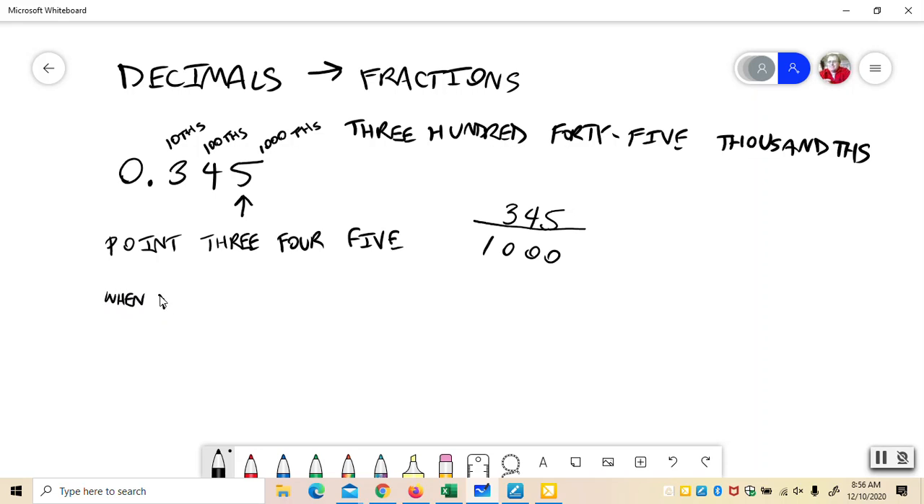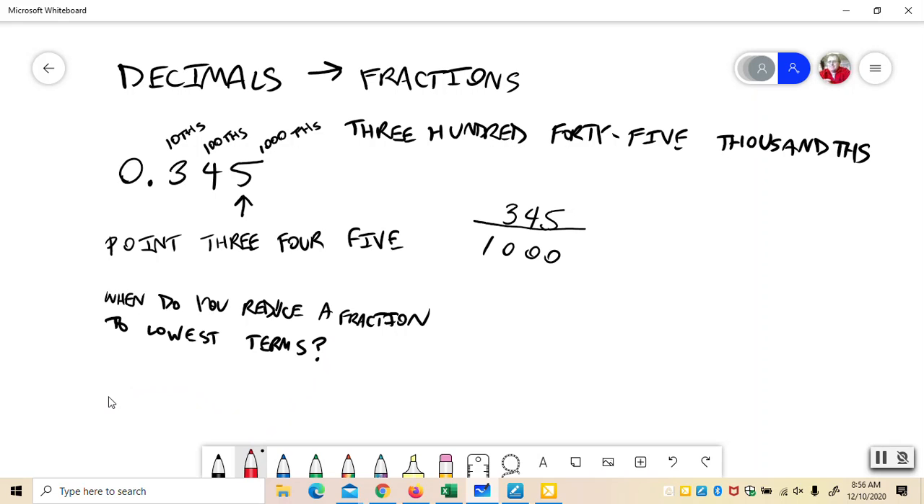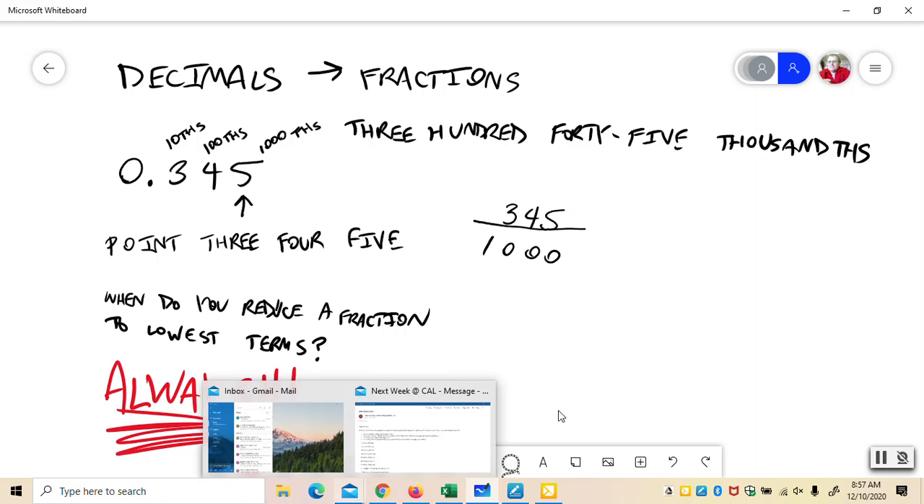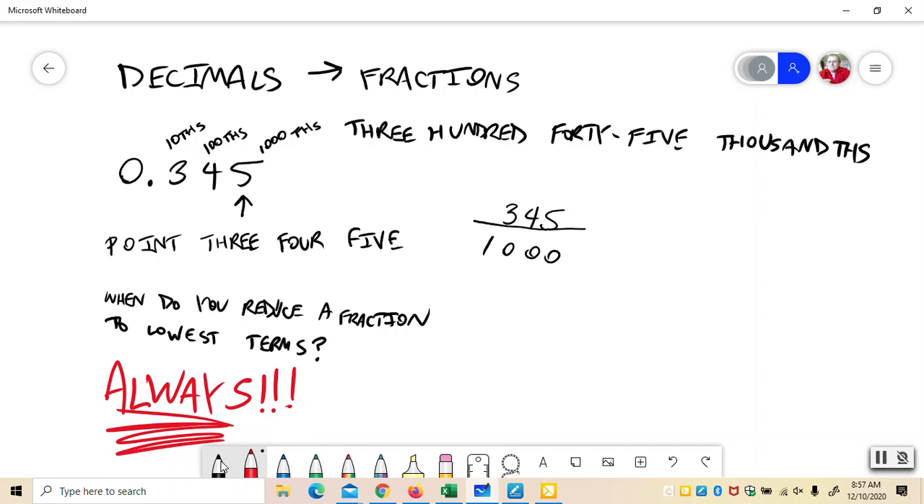Now, the one thing you have to do in cases like this, when do you reduce a fraction to lowest terms? It's a trick question because the answer is always. Always, always, always reduce to lowest terms.